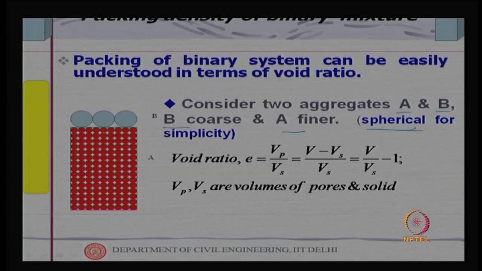Volume of voids divided by volume of solid, or volume of pores divided by volume of solid. So, we define void ratio as volume of pores divided by volume of solid, and which is V minus Vs, where V is the total volume. So, V minus Vs divided by Vs. So, we can write void ratio as V divided by volume of solid minus 1, right. So, this is what we can write for void ratio, and let us see how it would change.